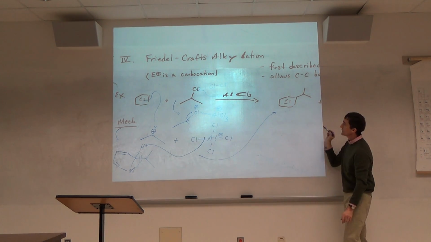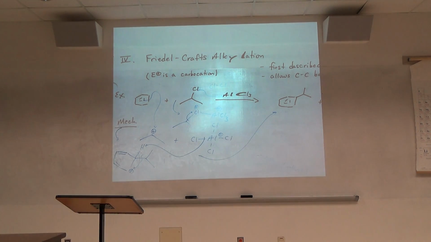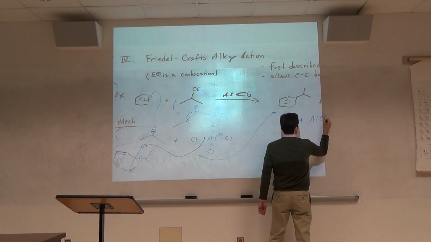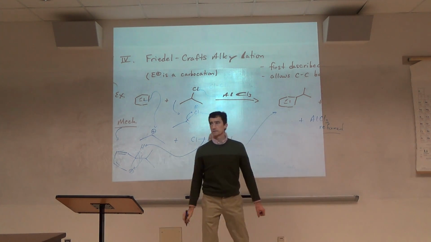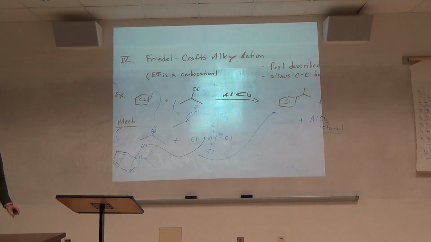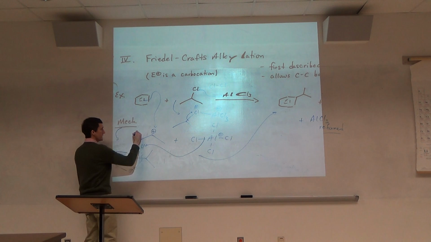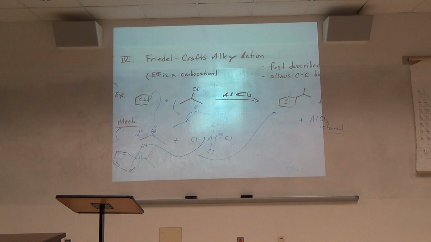And we reformed what? Plus AlCl3 reformed. Because it's reformed, it's a catalyst. And because it's reformed, you in theory only need a very small amount. This is called a Friedel-Crafts alkylation because we put an alkyl group on the ring. Secondary carbocation, those are reasonable, right? We'll pick up here next time.